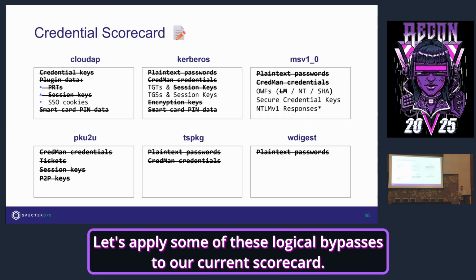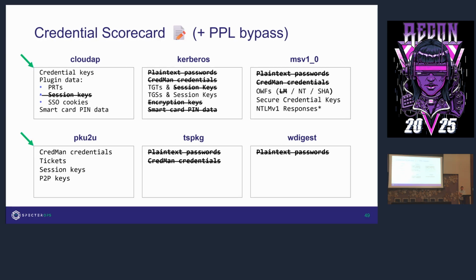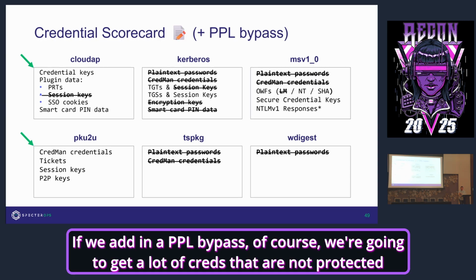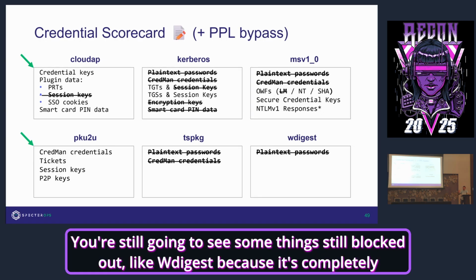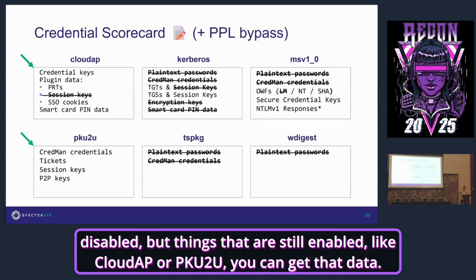Let's apply some of these logical bypasses to our current scorecard. If we add in a PPL bypass, of course, we're going to get a lot of creds that are not protected by Credential Guard. You're still going to see some things still blocked out, like WDigest, because it's completely disabled, but for things that are still enabled, like Cloud AP or PKU2U, you can get that data.